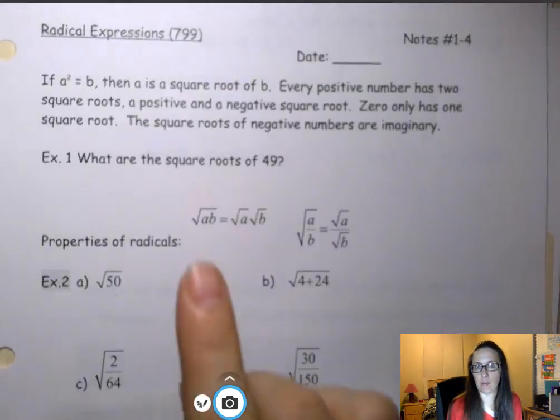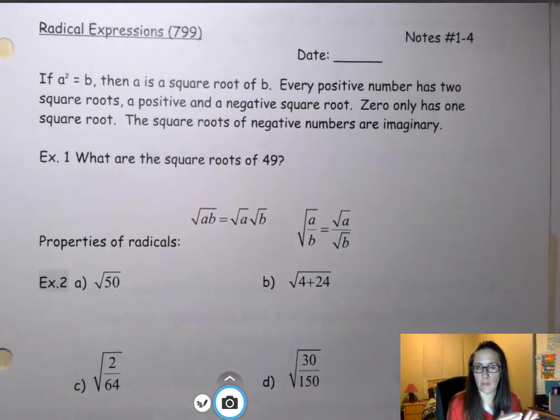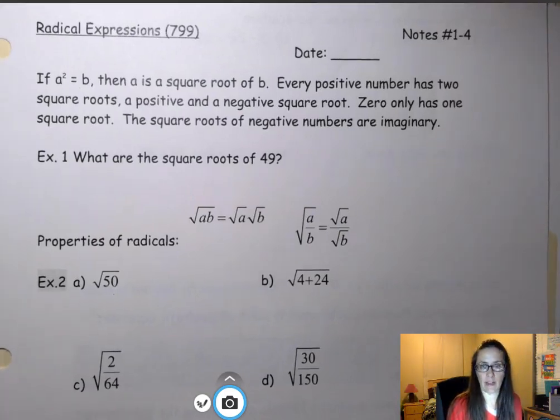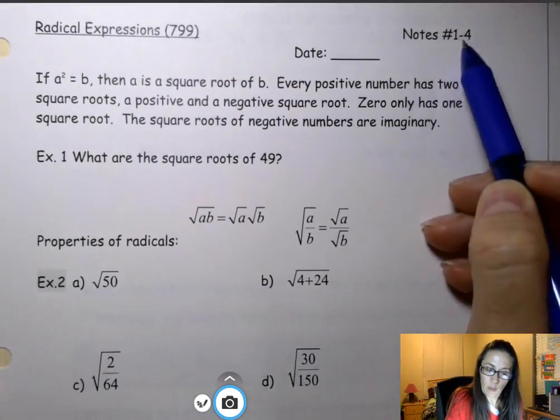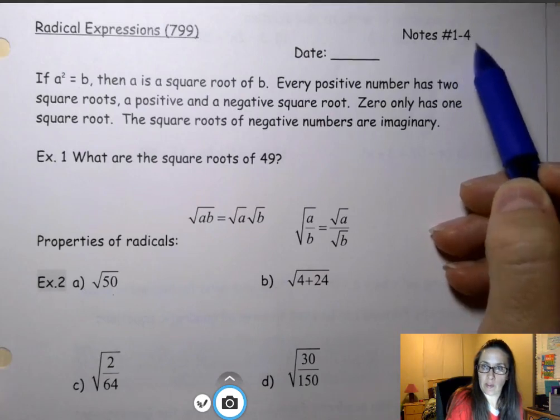We are going to be doing radical expressions, which isn't really one of the early sections in the textbook. It's one in the back of the book because it's a review of algebra. It's a review of algebra, though, that's pretty important, so we want to make sure that we've got a strong foundation for it. It's notes number 1-4, which means quarter one, notes number 4.